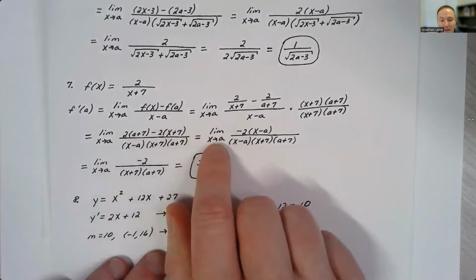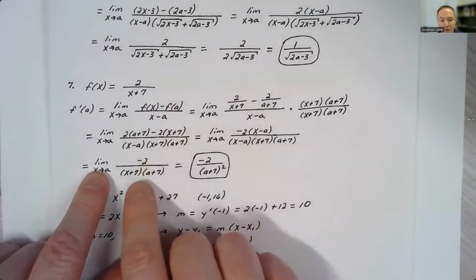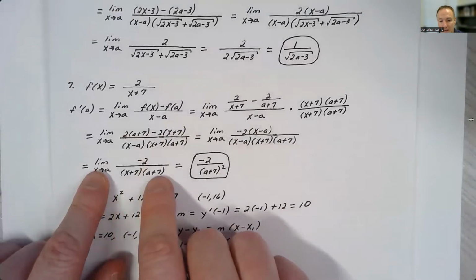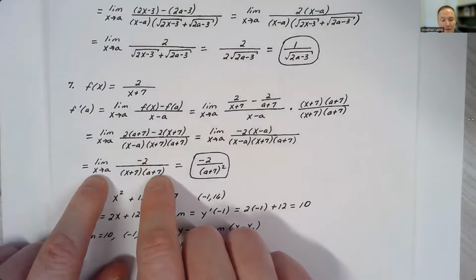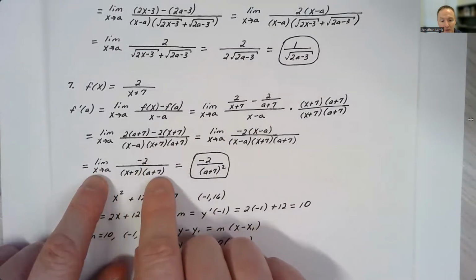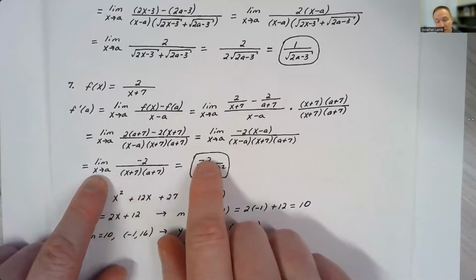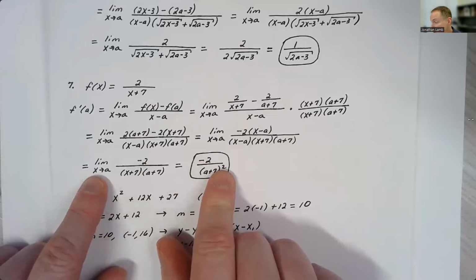That leaves me the limit as x approaches a of what's remaining, negative 2 over x plus 7 times a plus 7. And when I take that limit as x approaches a, I would get negative 2 over a plus 7 times a plus 7, which is just better written as negative 2 over a plus 7 quantity squared.